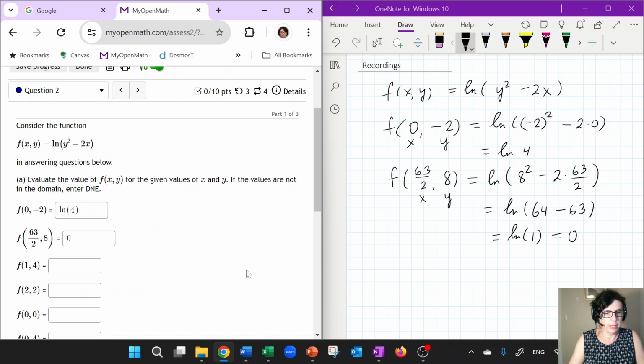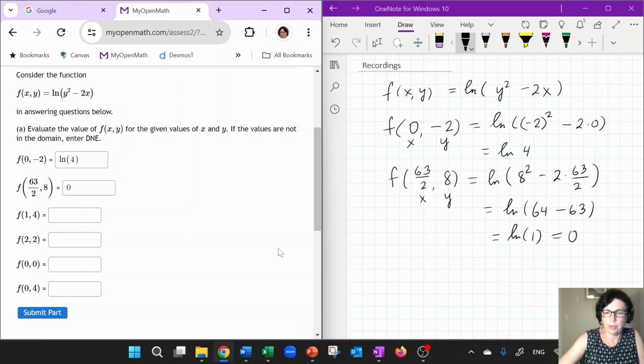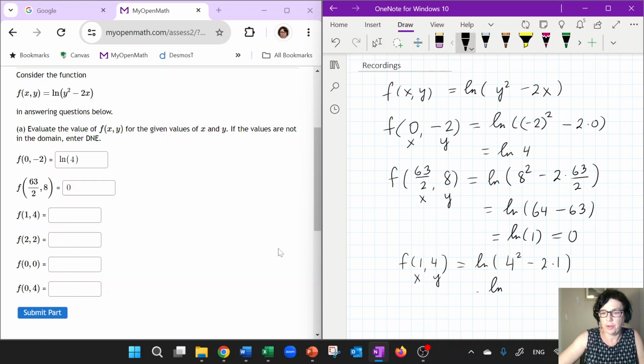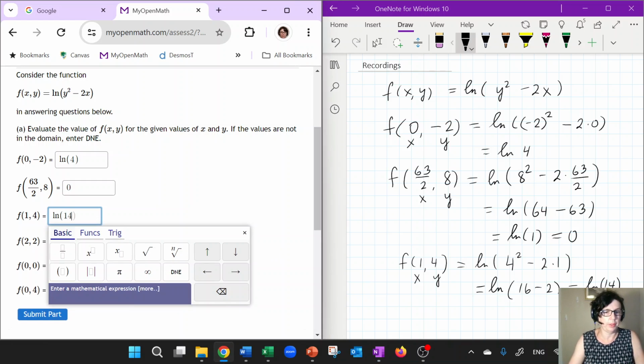All right, for this part, f of 1, 4, let's compute that. We are substituting again, x is 1 and y equals 4. So that will become 4 squared minus 2 times 1. So that's log of 16, and then subtract 2, that will give me log of 14. So no other simplification is necessary. We're just putting whatever we got.